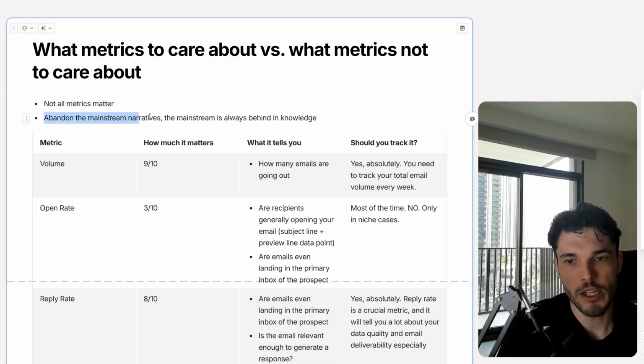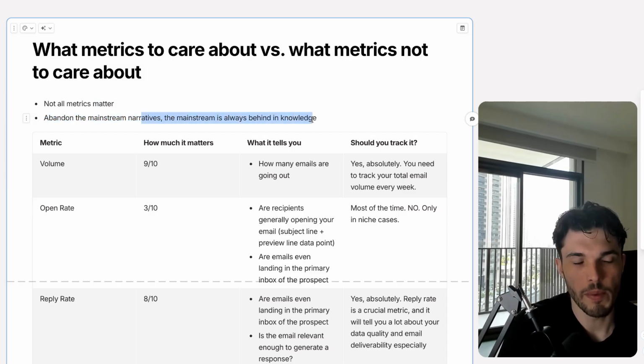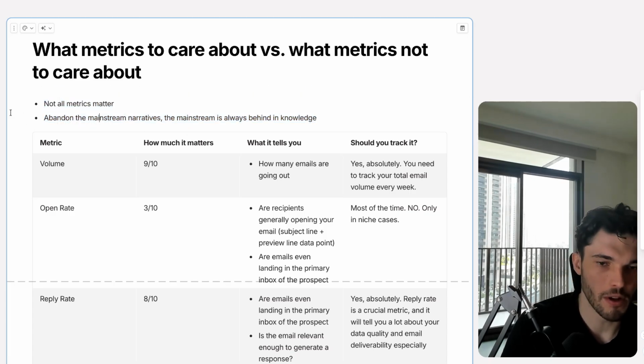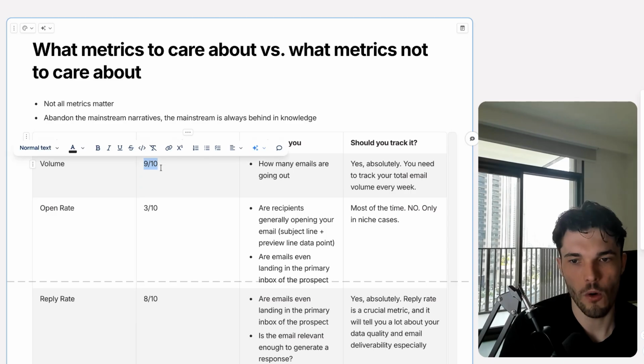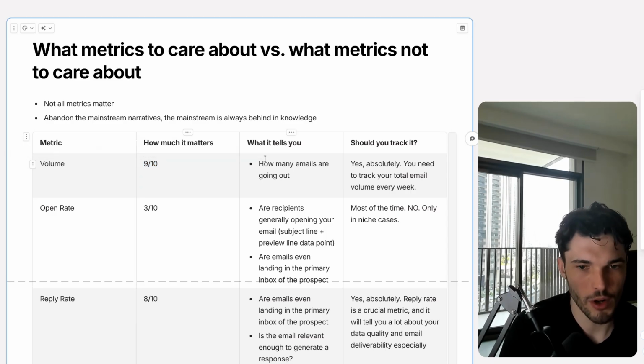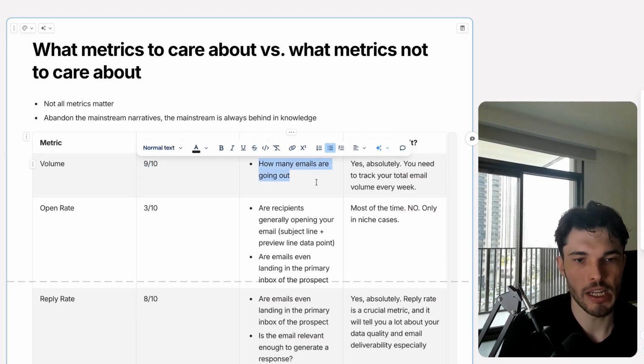And you need to abandon the mainstream narratives. The mainstream is always behind in knowledge, right? This is, again, what you need to know about this when it comes to the background of looking at these metrics. So the first thing here is the volume. Now, I'll give this a score like 9 out of 10. Volume is extremely important. You want to be tracking how many emails are going out.